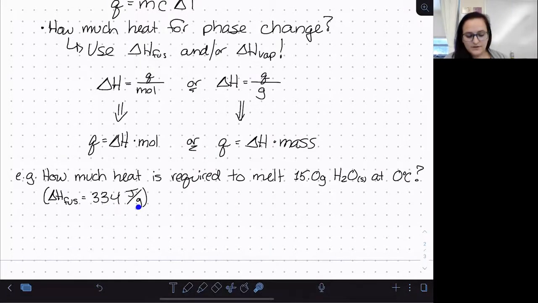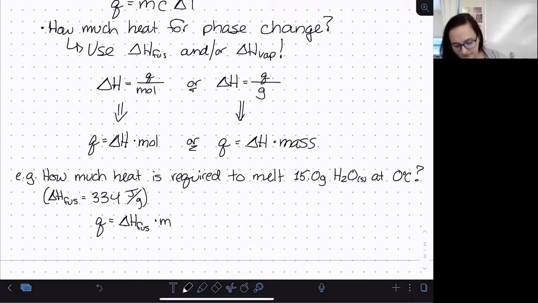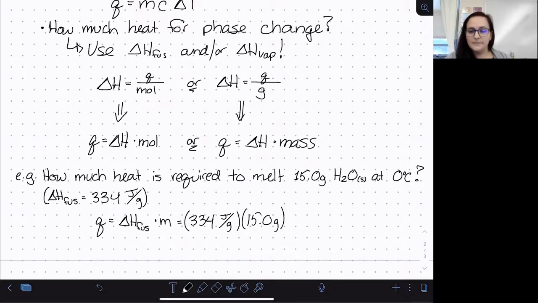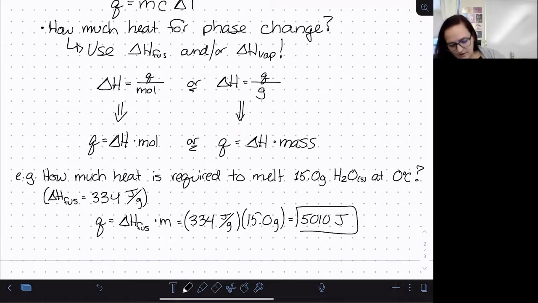So the heat of fusion here is given in joules per gram, which is cool since we have the mass of our stuff. So to find the amount of heat, we just need to take the heat of fusion times the mass of our stuff. We're given the heat of fusion as 334 joules per gram. We're told that we're working with a 15-gram sample of water. So we can determine that it's going to take 5,010 joules of heat to melt that sample.